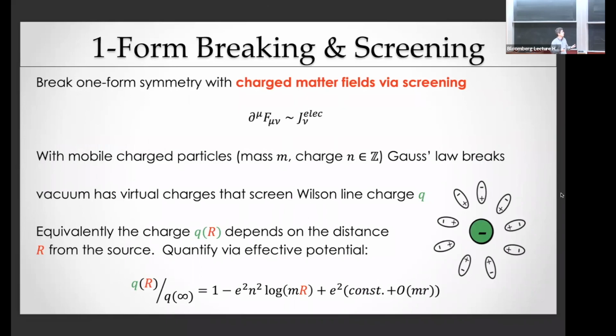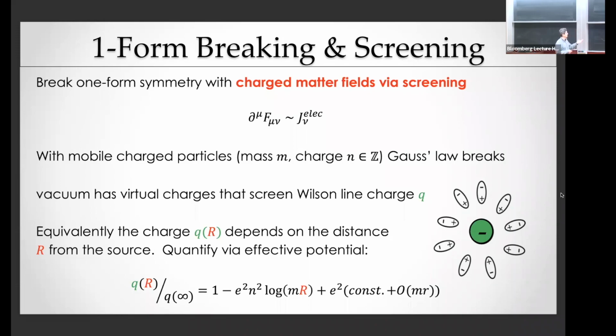Okay, so to break one-form symmetry, you do that by having charged matter fields, and the physics underlying that is screening. So of course, if you have mobile charged particles, Gauss's law breaks. The answer to the Gaussian surface integral depends on the shape of the surface, the distance from the charge, for instance. And physically, we think about this using this picture of screening or the Uehling potential.